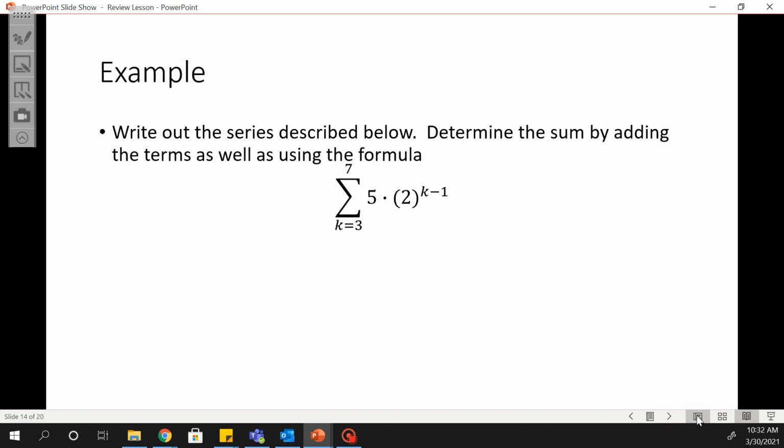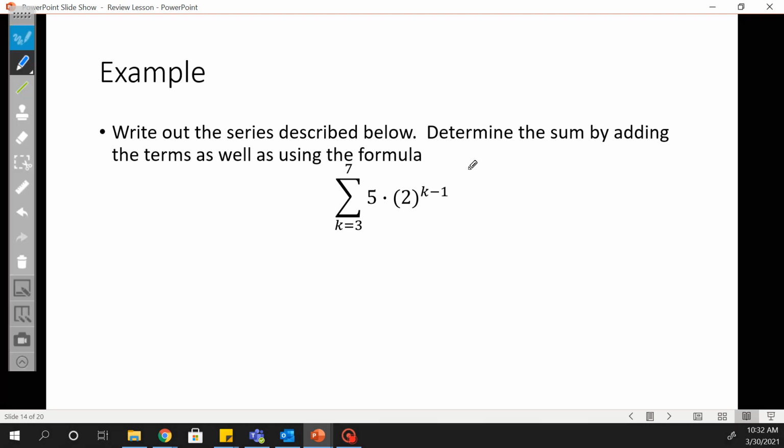Let's take a look at this. Write out the series described below. Determine the sum by adding the terms as well as using the formula. Let's first use the formula. So we have a1 times 1 minus r to the n over 1 minus r.